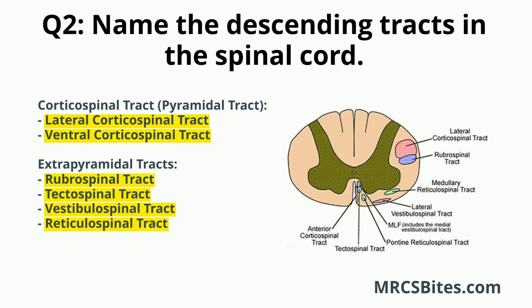Extrapyramidal tracts include the rubrospinal tract, involved in the control of motor functions, particularly flexor muscles of the upper limbs. Tectospinal tract coordinates head and eye movements in response to visual stimuli. Vestibulospinal tract maintains posture and balance by controlling the muscles of the neck, trunk, and limbs in response to head movements. Reticulospinal tract influences voluntary movements and muscle tone, and mediates autonomic functions such as respiratory rhythms.